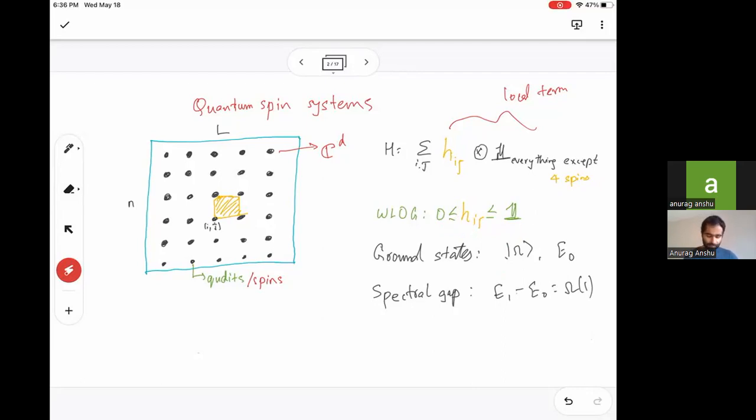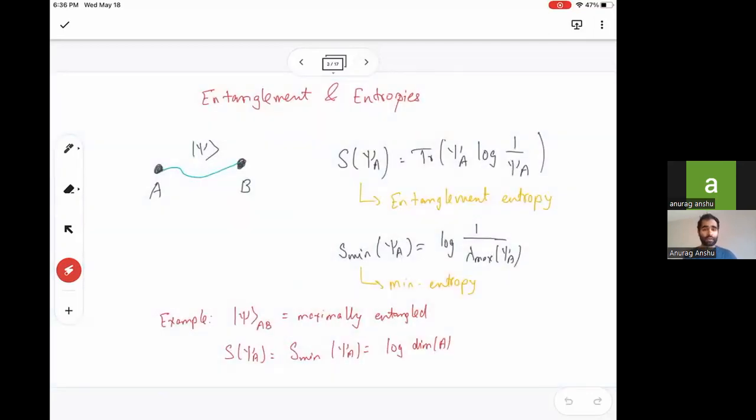Given these properties, the next concept that we'll need is that of entanglement entropy. Given a quantum state psi that lives on two systems A and B, the entanglement entropy measures the quantum correlation between the two parts. For pure states, entanglement entropy is defined as the entropy of the reduced density matrix on either system. It doesn't matter which one you take. And this entropy is given by the von Neumann entropy. There's another entropy that is often useful, known as the min entropy. It's just log 1 over the largest eigenvalue of the reduced density matrix.